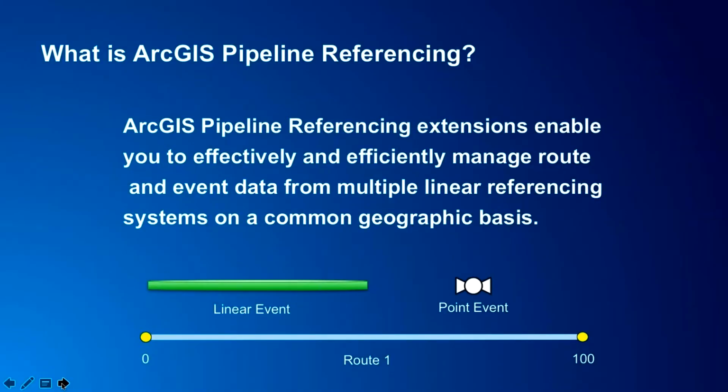So what is ArcGIS Pipeline Referencing? APR simply is a core linear management system built into the core of the Esri technology. So it's not a pipeline data model per se, but a core location model to do linear referencing within the enterprise geodatabase. It allows us to create center lines, manage routes, and then manage the point and linear events that sit on top of those routes.